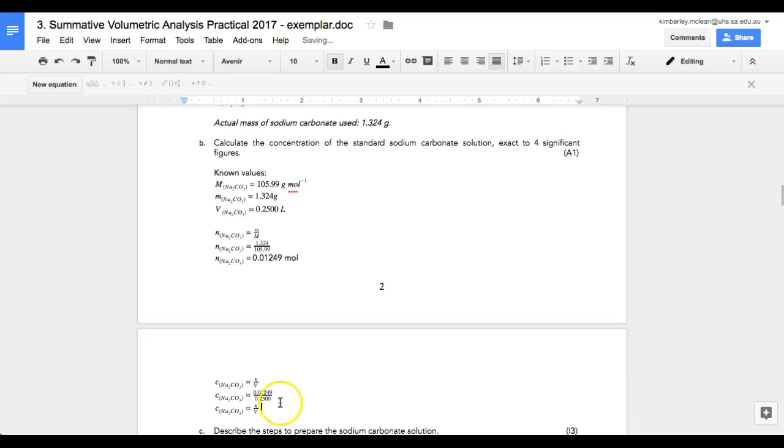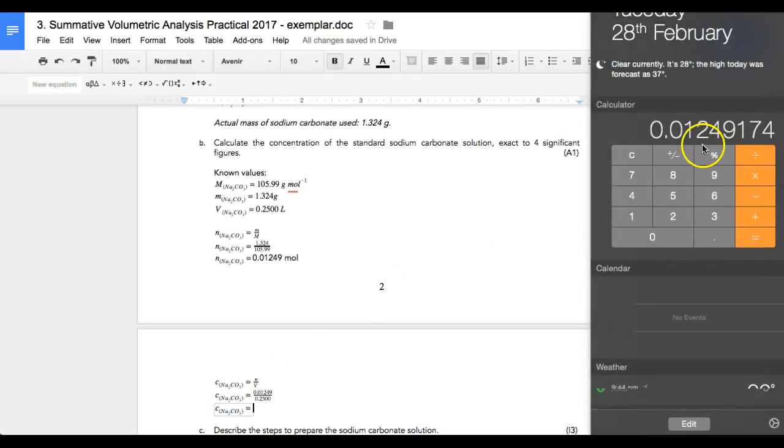And paste it one final time and put in the value. So again, bring up my calculator, divide that value by 0.25. And I get a concentration of 0.04997.